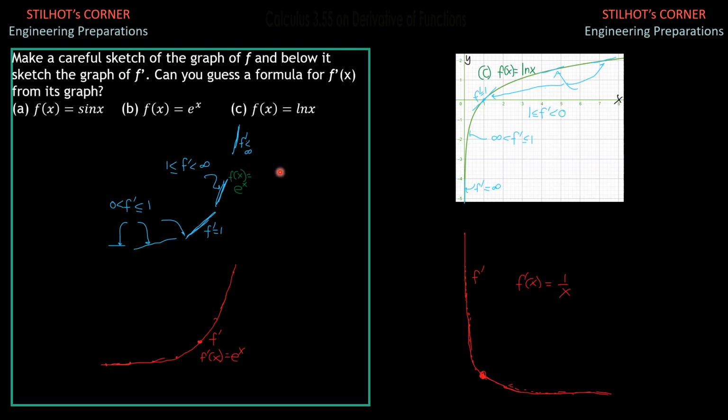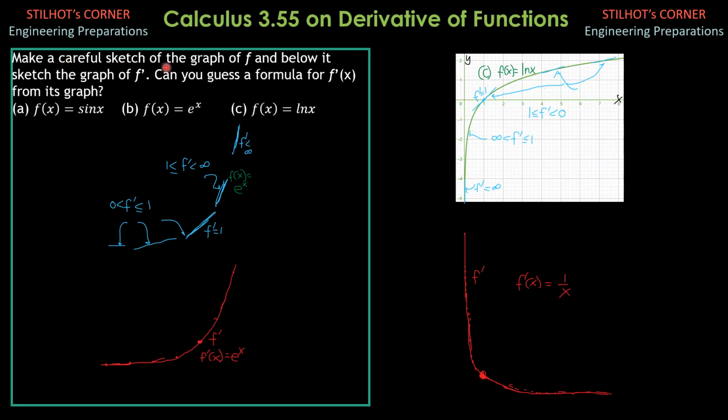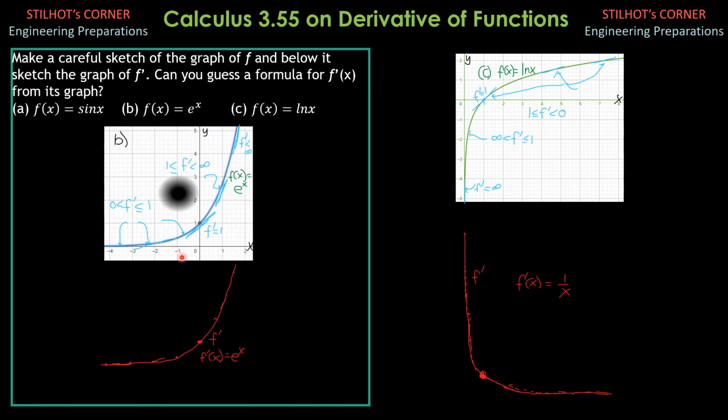So for the second part, make a careful sketch of the graph of f, and below it sketch the graph of, this time, f of x equals e to the x. So the graph of f of x equals e to the x is this. Beginning with the left part, the tangent is almost horizontal, but it is still positive. Remember that the slope of the tangents here, interpreted for the graph of f prime, would be the ordinate or the y coordinate.